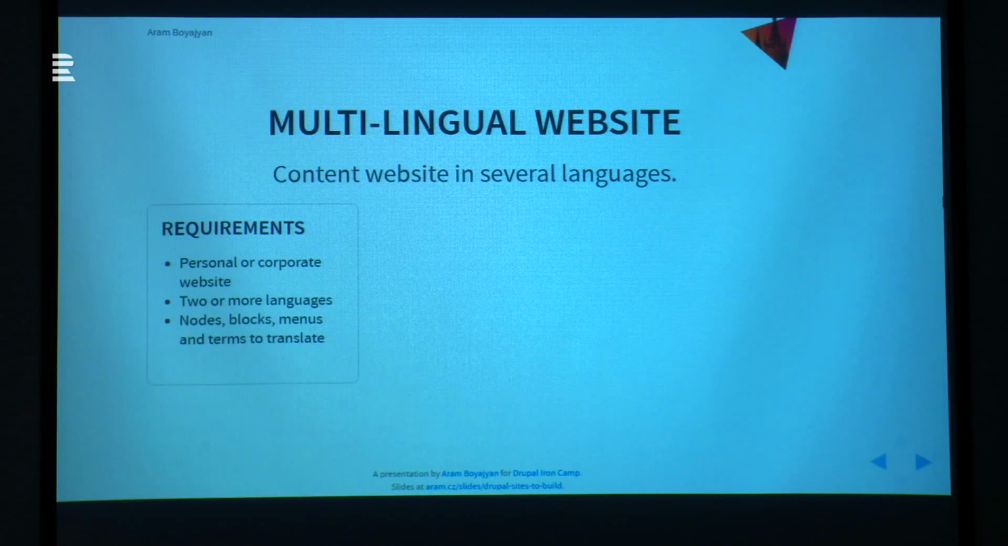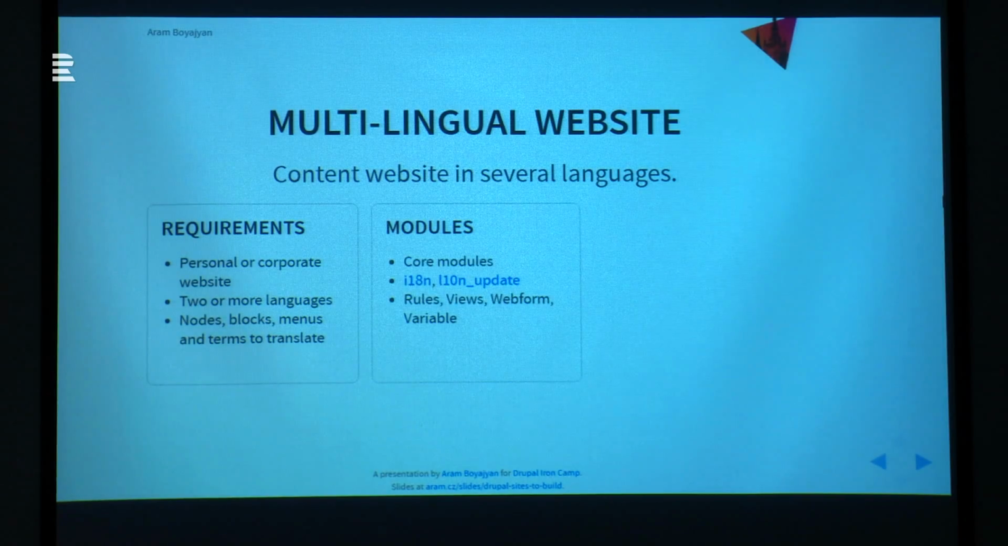You need to add some nodes, some things to be translated. So those are nodes, blocks, menus, and terms, for example. You don't need to go too much with contrib modules. You can use what the core gives you, just to understand the basic principle. So the modules you would be using for this would be the core modules, internationalization, and language update. And of course, rules, views, webform, and variable, because they will be the binding blocks between a multilingual website with any other module you will be using.